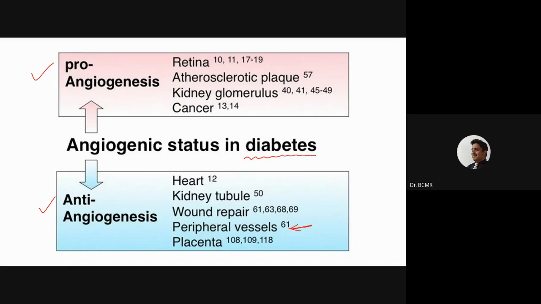Whereas in the retina, as I also discussed, where the hemorrhage or aneurysms may happen, there it is pro-angiogenic. That means more blood vessels are likely to form there, and it's an obstruction if it is happening in the retina, and if it is not happening in peripheral vessels, that is another obstruction. So you can see other tissues also where pro-angiogenesis may happen, say in cancer or kidney glomerulus and so on. And in heart and other places, it is anti-angiogenesis.